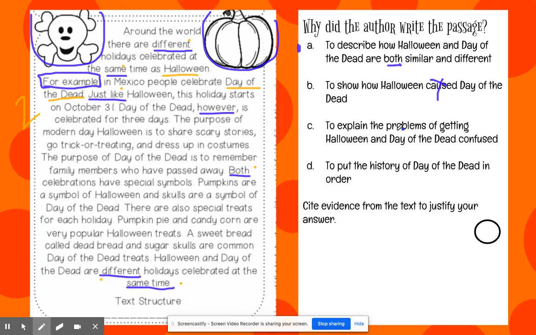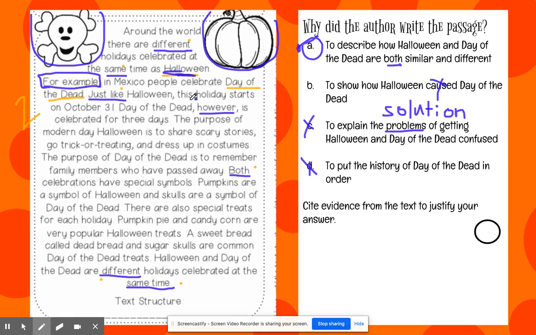C, to explain the problems of getting Halloween and Day of the Dead confused. Well, we definitely could get them confused, but remember, when we're talking about problem, there has to be a solution. There has to be a way to fix it. If there's no way to fix it, it is not problem and solution. And there was no solution given to me here. I also, kiddos, didn't have any signal words for that structure. D, to put the history of Day of the Dead in order. Well, kiddos, this is where main idea comes into play. Half of this passage was about Halloween, and this option tells me nothing about Halloween. So my best choice here is A.